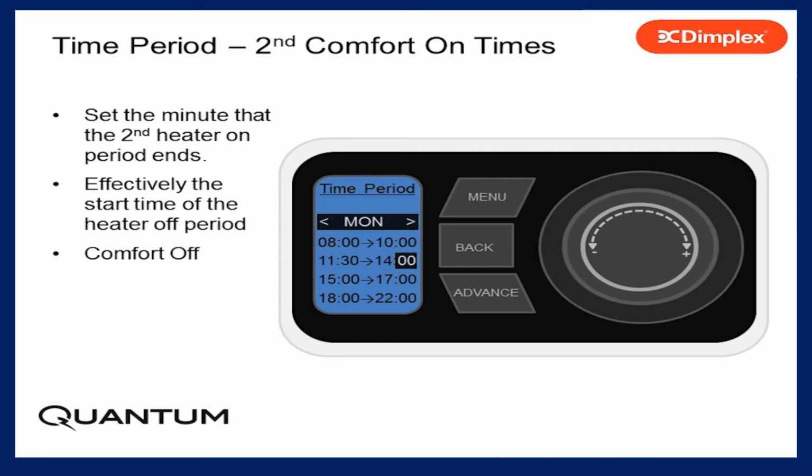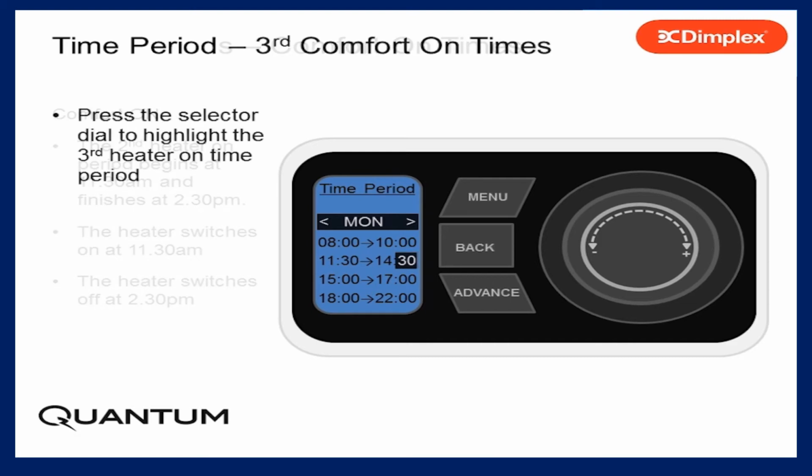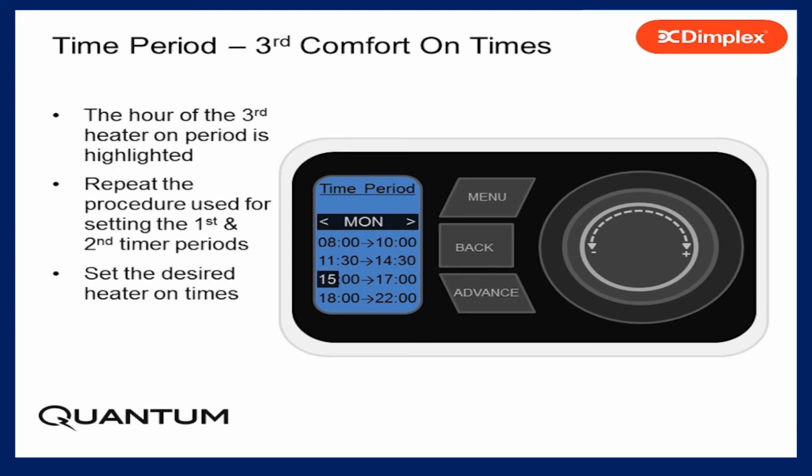So comfort is on. The second heater on period begins at 11:30 AM and finishes at 2:30 PM. The heater switches on at 11:30 AM and switches off at 2:30 PM. Press the selector dial to highlight the third heater on time period. The hour of the third heater on period is highlighted. Repeat the procedure used for setting the first and second timer periods and set the desired heater on times.